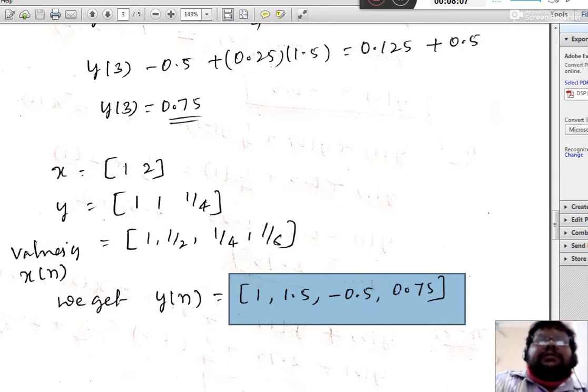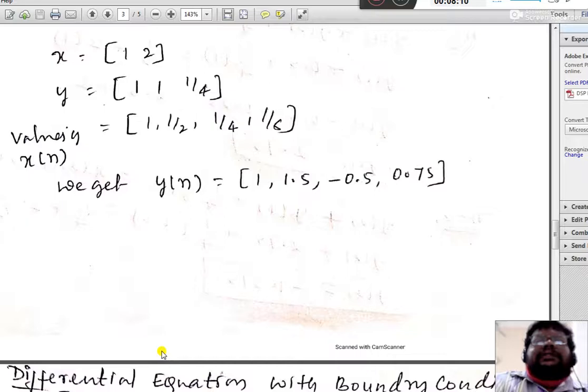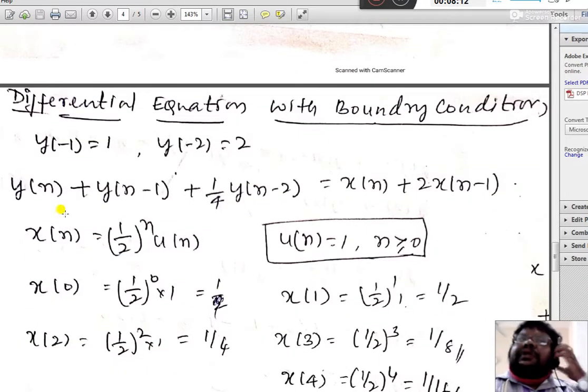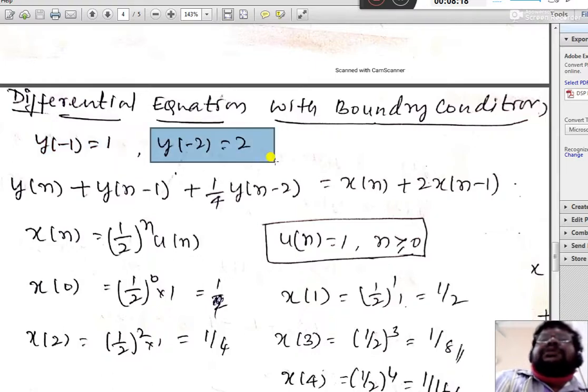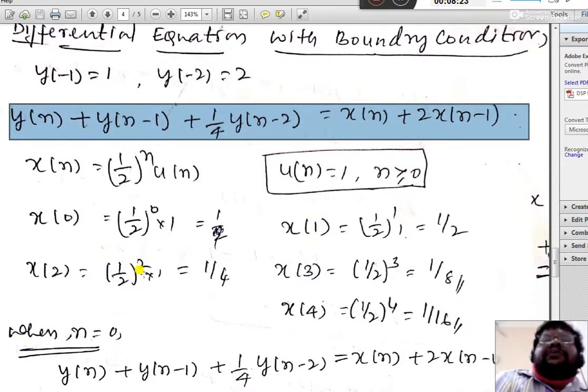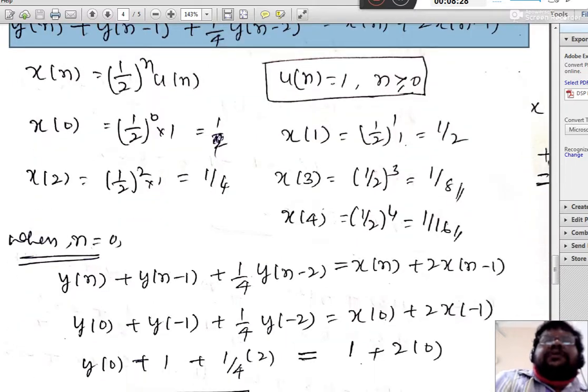Similarly, next is the same differential equation with the boundary condition. Here we are assuming y of minus 1 is equal to 1 and y of minus 2 is equal to 2. The same procedure is used, and there are no changes in finding x of n. We have got the values of x of n. We substitute n is equal to 0, and it will ask for the y value. If you give a 5-value sequence, we will get the output y of n also as a 5-value sequence.